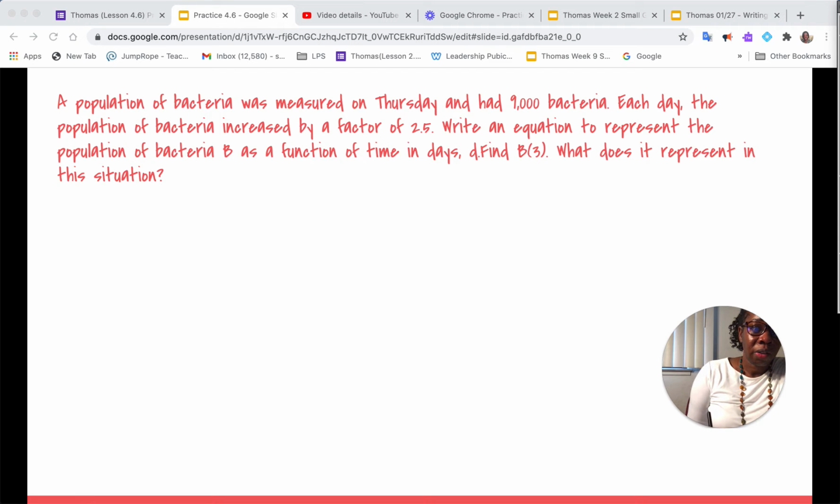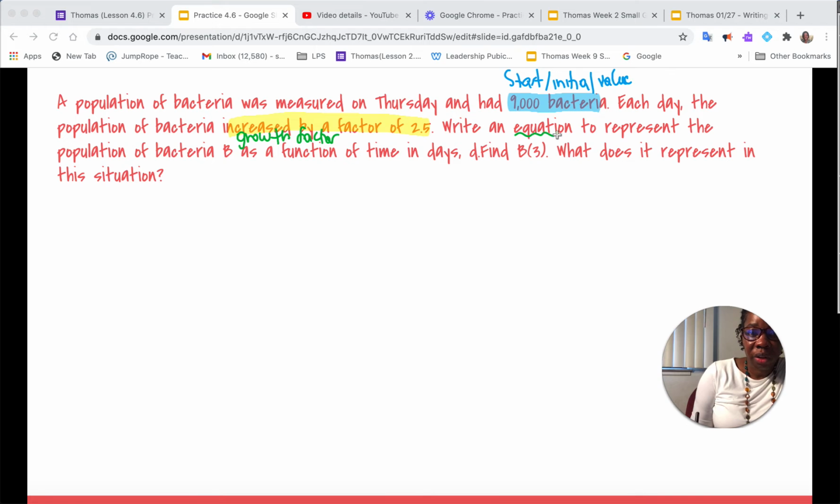So as usual, let's go ahead and annotate our problem. What are some important things that we need to notice? It had 9,000 when they started, so we know that that is the start or initial value. Another thing that we are told is it was increasing by a factor of 2.5. And when we think about that, that is our growth factor.